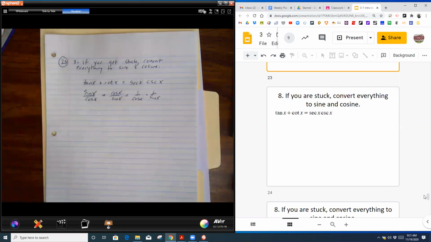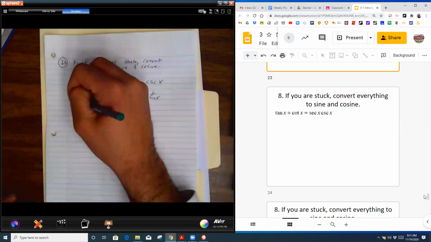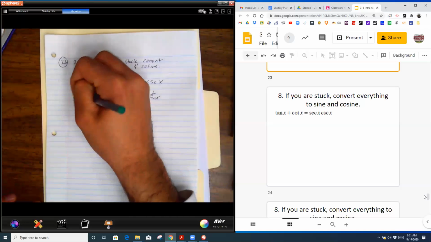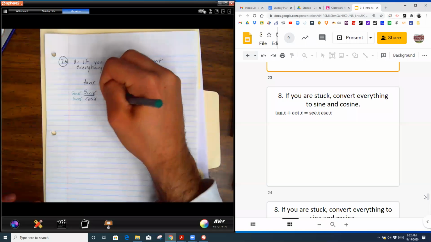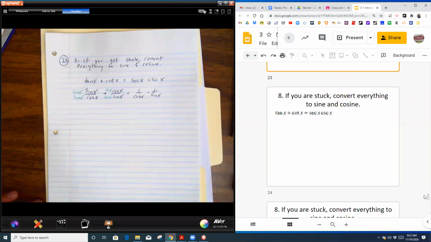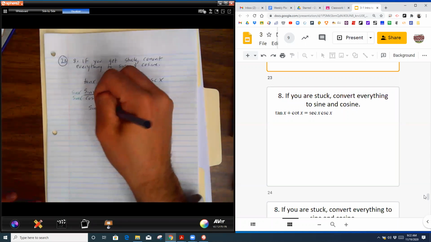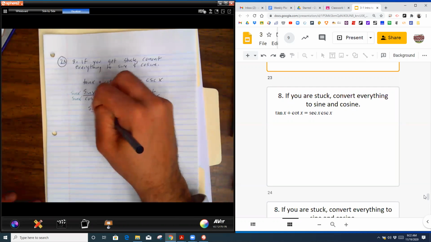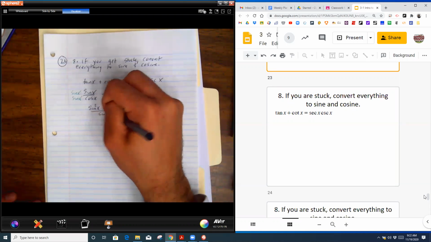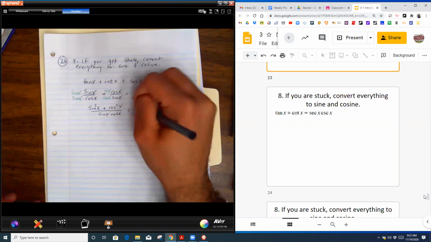So I think we've done this before. We're going to multiply this first term by sine over sine. We're going to multiply the second one by cosine over cosine. And we get sine squared of x plus the cosine squared of x over sine of x times the cosine of x. And I would just leave this be for now.